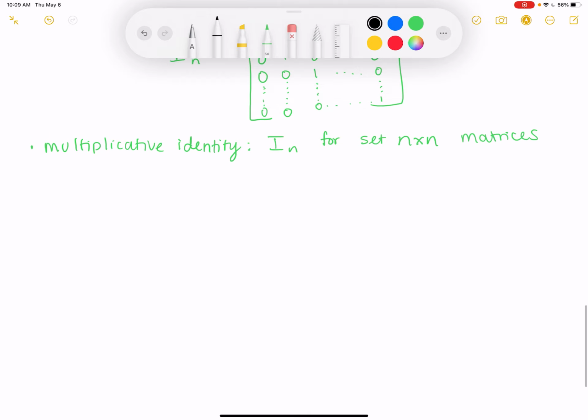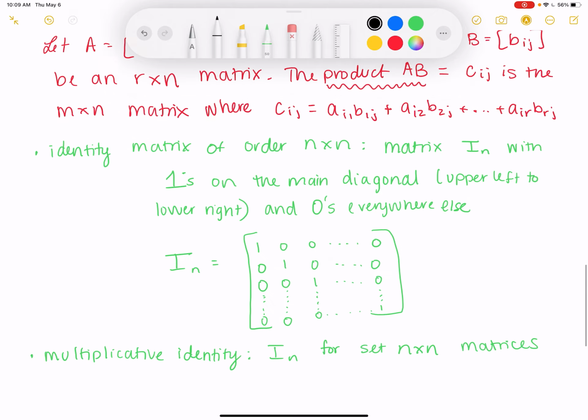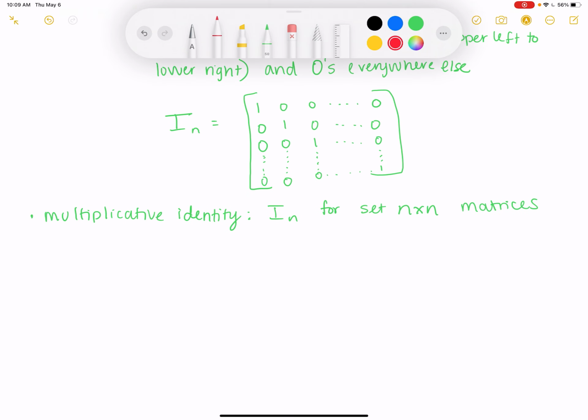All right, so we left off at multiplicative identity yesterday, and we are on now to the inverse of a square matrix.